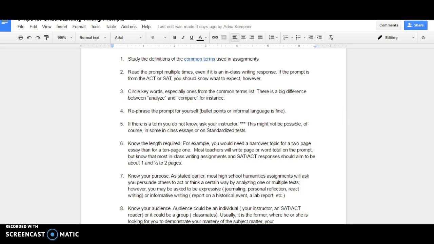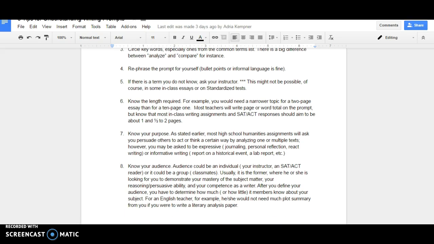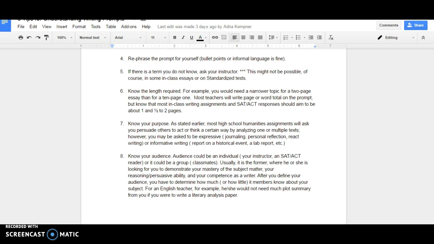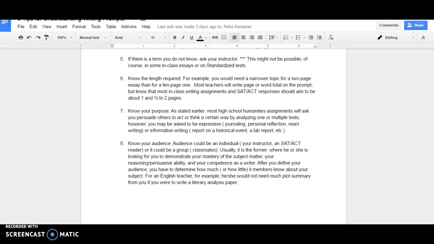Rephrase the prompt for yourself to simplify. Sometimes the prompts can be quite long and complicated, but if you circle the key words and write a little bullet point to yourself and make it simpler, that may be helpful. Like I said, if you do not know a term, ask the instructor. It does not hurt to ask your teacher for clarification on one of those terms.